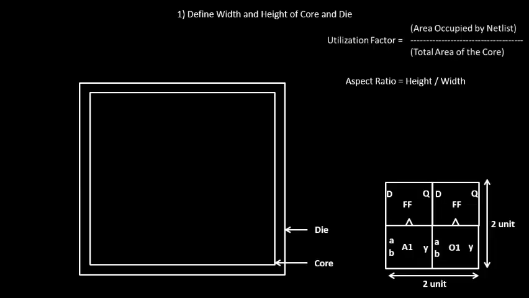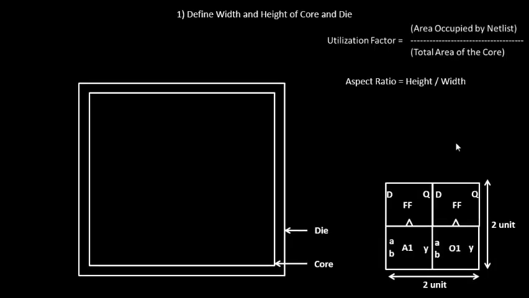Thank you. Hello everyone, let's continue our discussion on defining the width and height of core and die. We looked into how we come up with the utilization factor and aspect ratio terms, and some examples for it. So let's take another example.